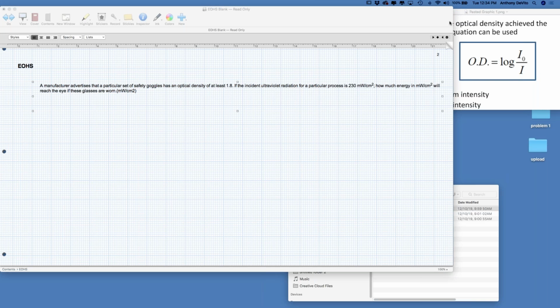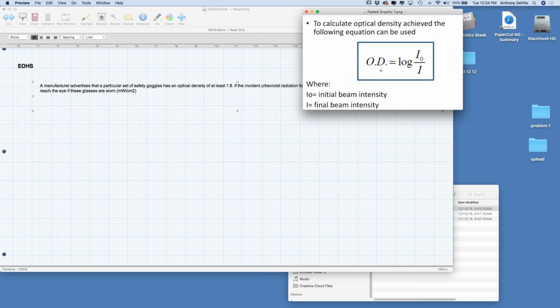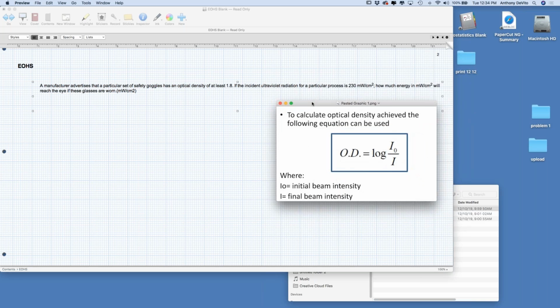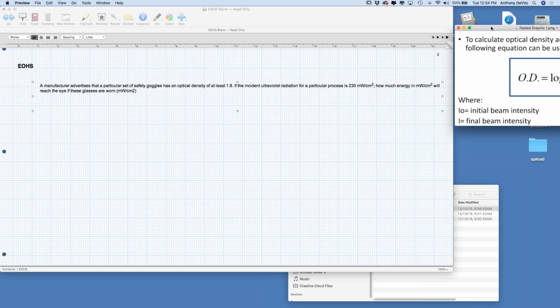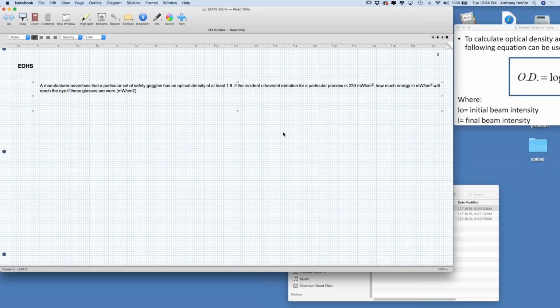So just bringing back the optical density formula, optical density is equal to the logarithm of the initial beam intensity over the final beam intensity. So what do we know here and what do we not know? What we know is that the initial beam intensity I0 is 230 milliwatts per square centimeter. What we don't know is the I down here. Okay, so let's give this a try.